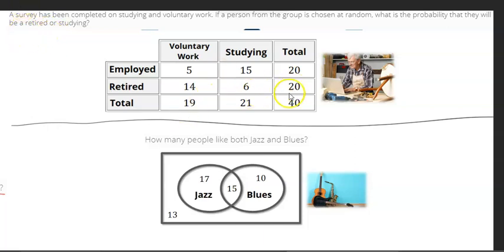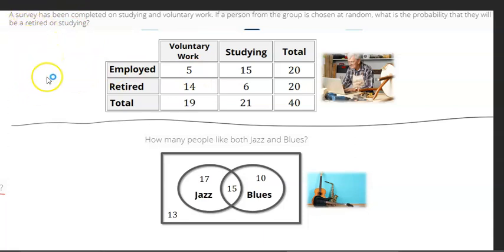I had to reread the question again. Okay, it is a grammatical error. What is the probability that they will be retired or studying? You can't be a retired. That doesn't make sense. So you can be a retired person, but you can't be just a retired. So let's just assume this says a retired person or studying.